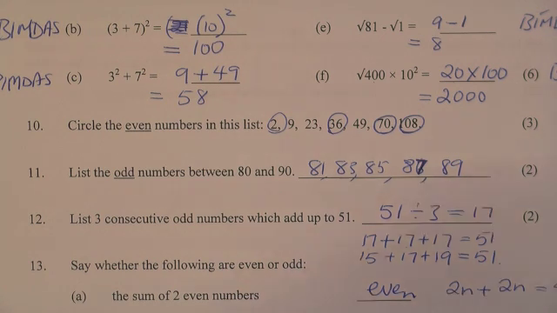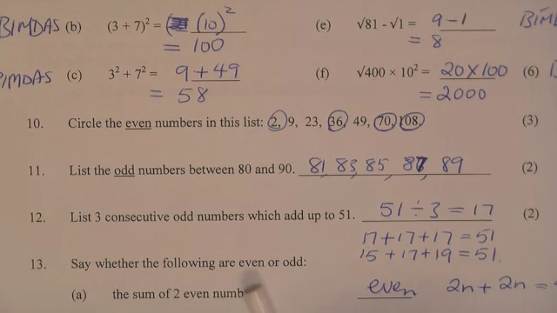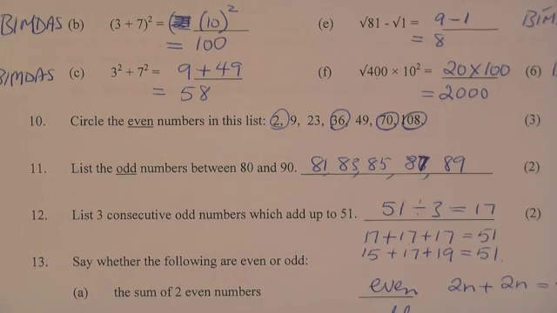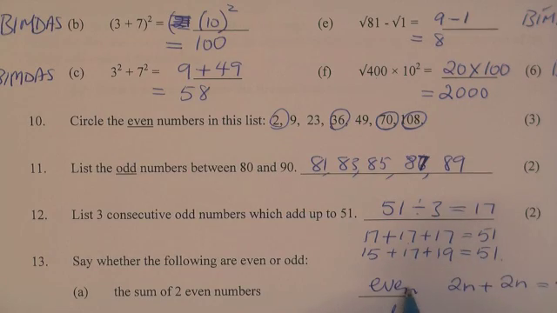Okay, the product of 2 odd numbers is always going to be odd. Now, the difference between 2 odd numbers is always going to be even, for similar reasons to 13a. And the sum of 1 even and 1 odd is always going to be odd.